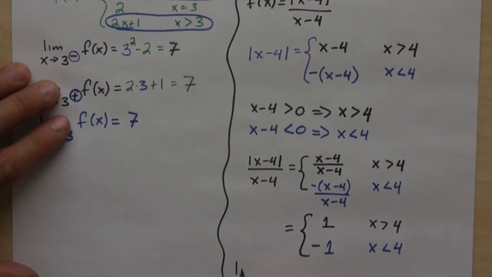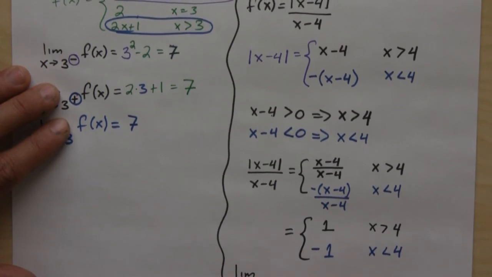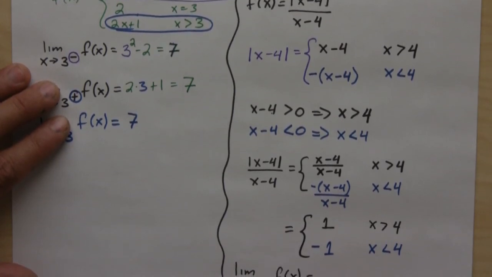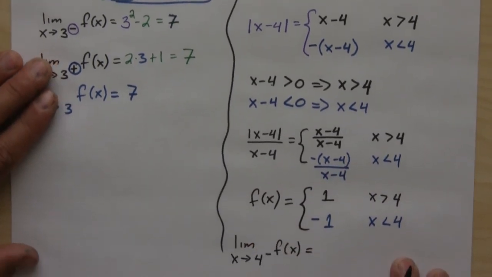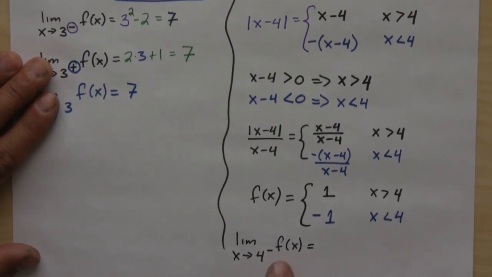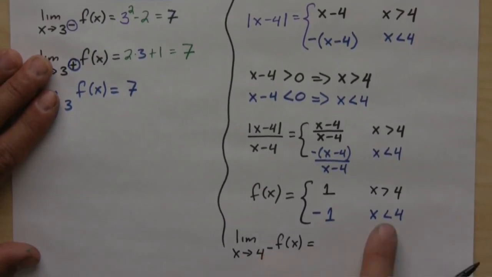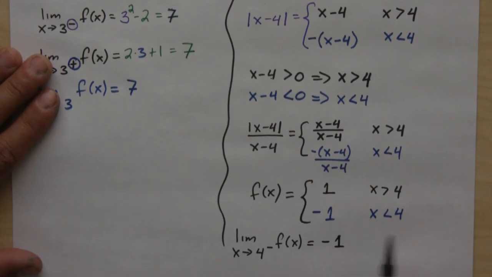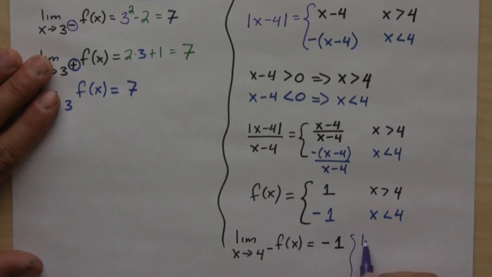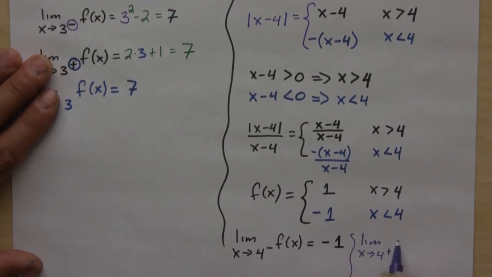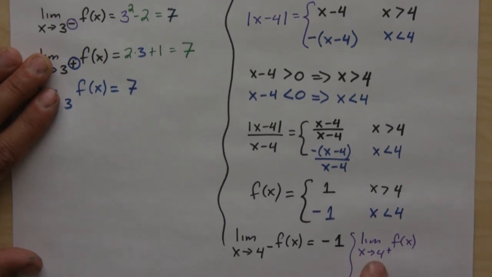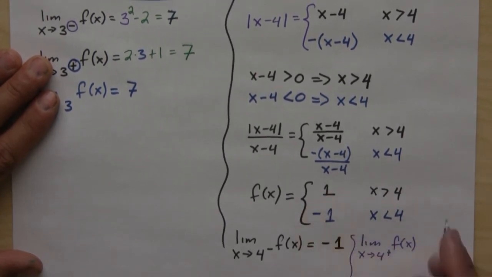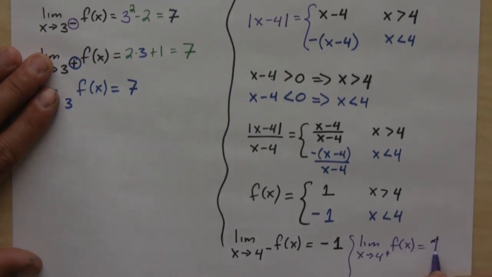So now finding the limits is really easy, because if you wanted to know the limit as x approaches 4 from the left of our function, well, you look at numbers that are on the left, less than 4. So this is equal to negative 1. And if you want to know the limit as x approaches 4 from the right, that means you're looking at numbers that are greater than 4, which means you would use this one, so this is equal to positive 1.